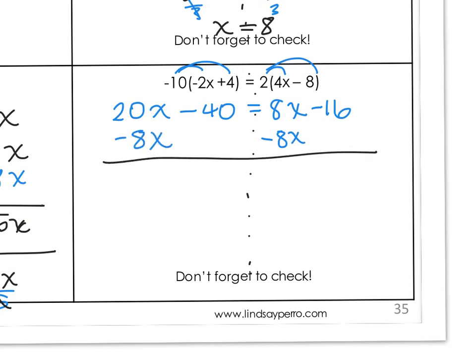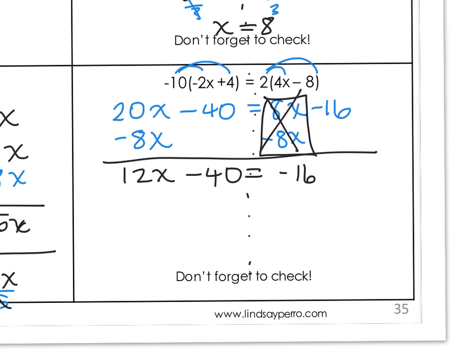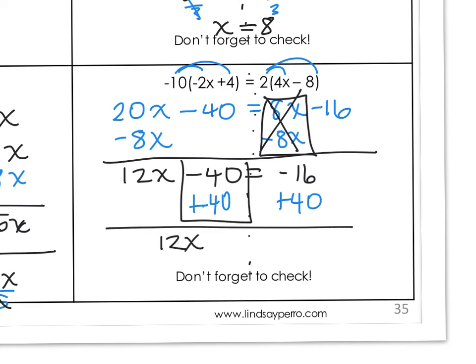And 20x minus 8x is 12x. Copy the rest of the problem, minus 40. Positive 8x and negative 8x are going to cancel out and leave us with negative 16. Watch that sign and make sure you bring the sign down. Now I need to put my constants together, so I'm going to add 40 to both sides and bring down your 12x. Negative 40 and positive 40 cancel out, and negative 16 plus 40 is 24. I have 12 times x, so I'm going to divide by 12, and x equals 2, and then check your answer.